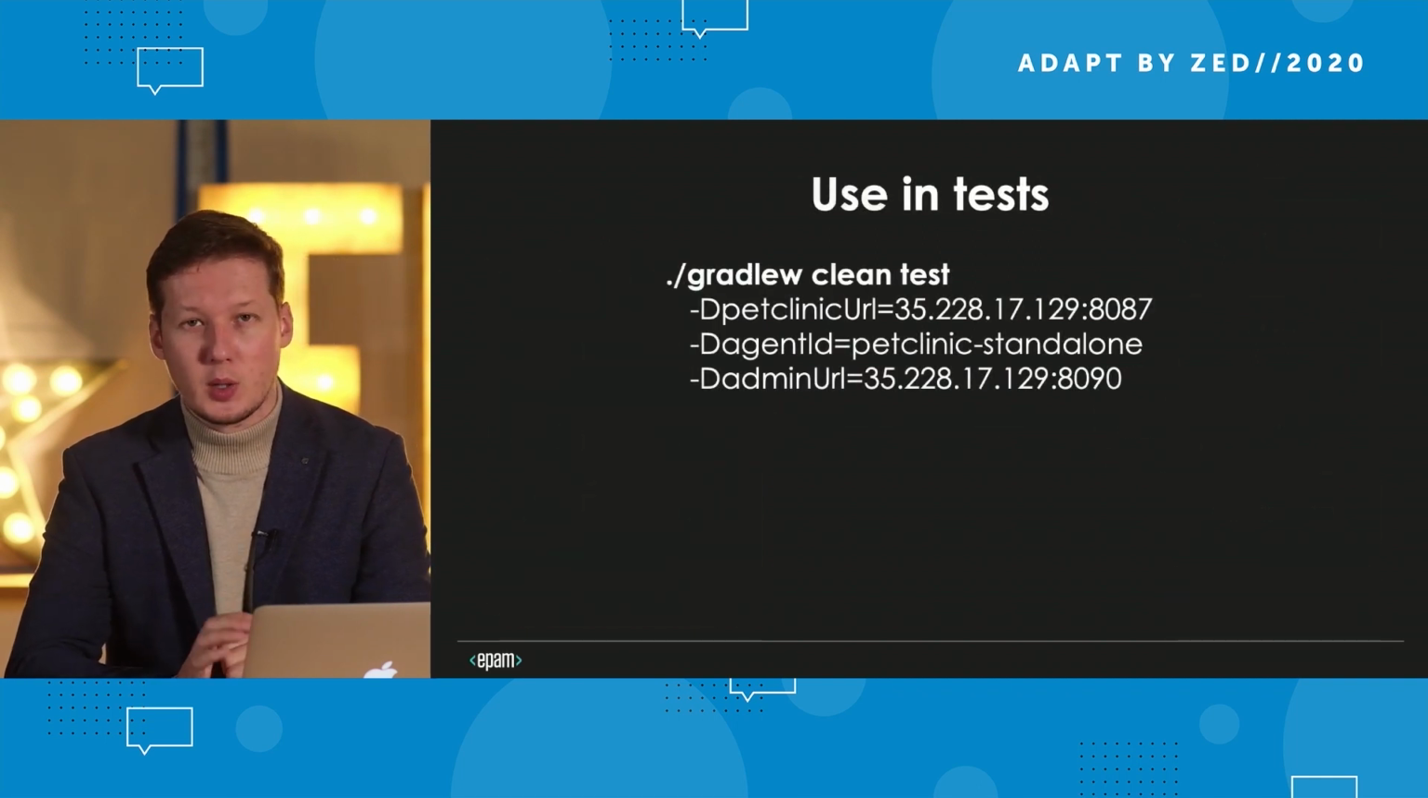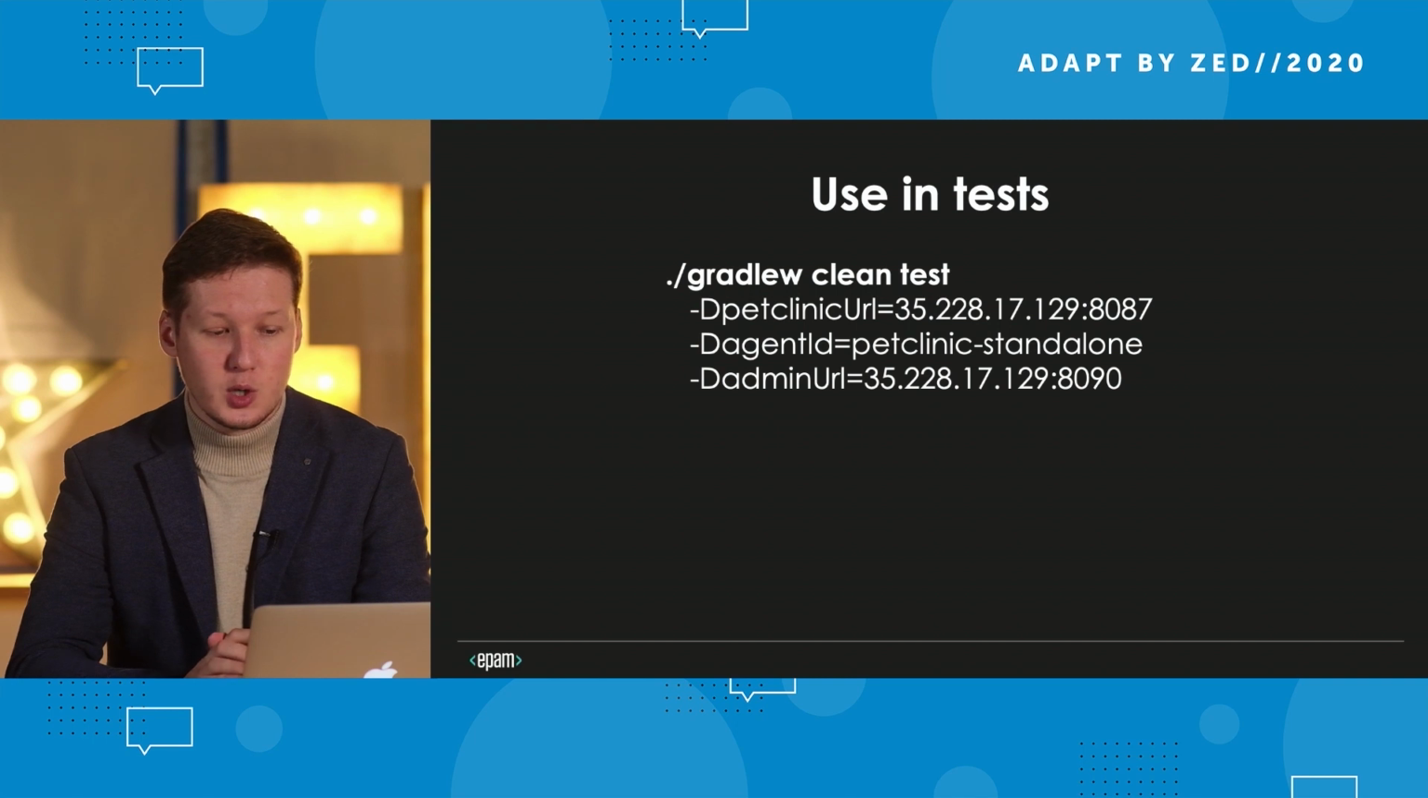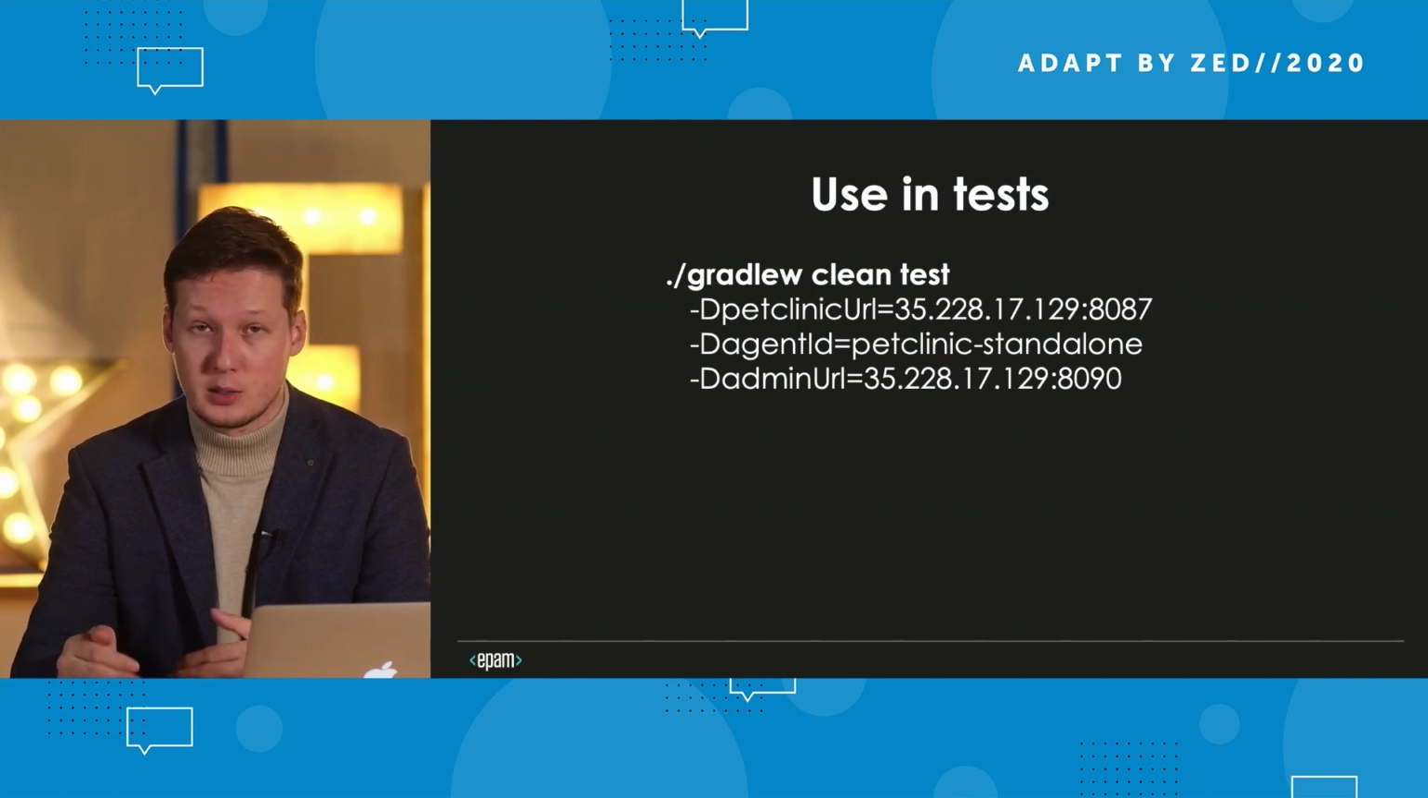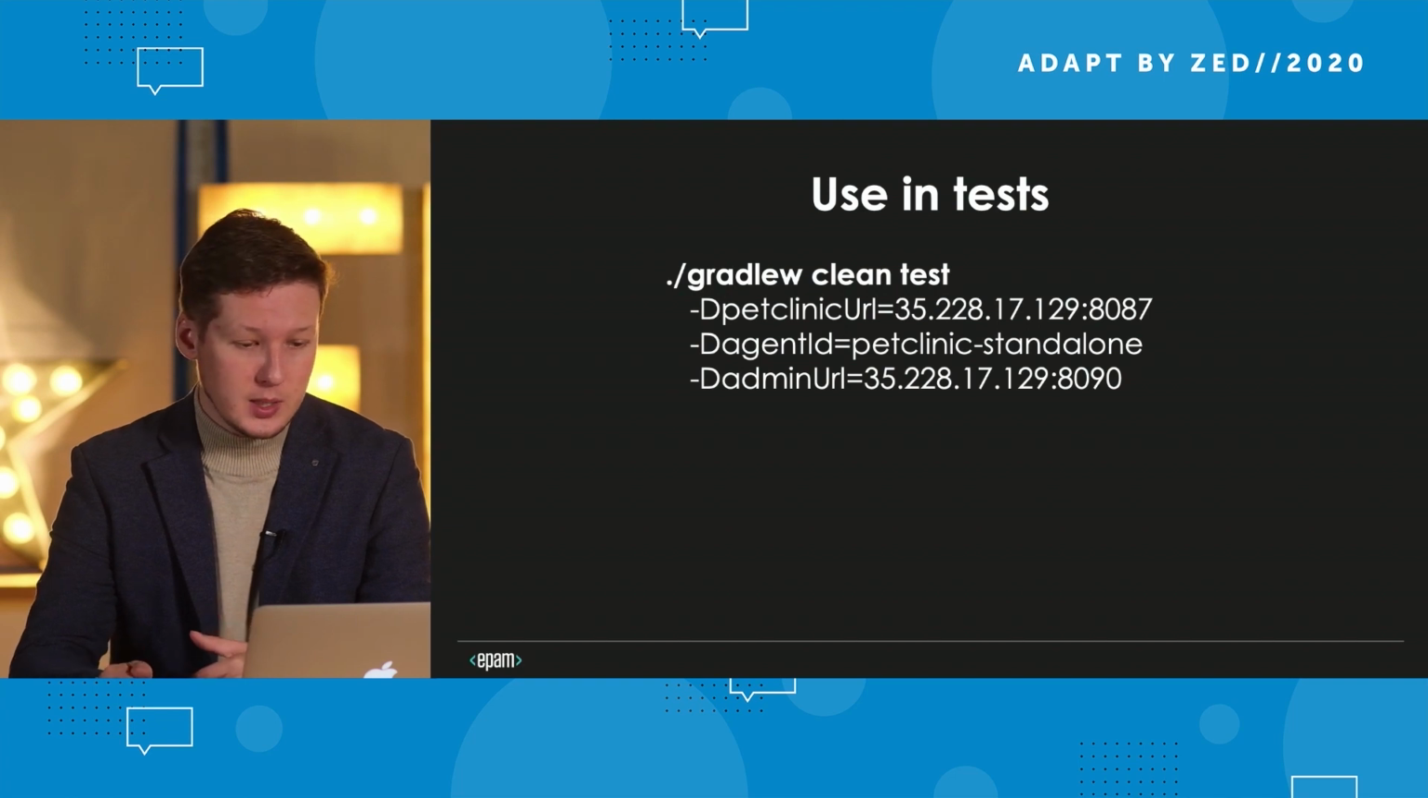It's quite simple. Once you have the wrapper added, you just populate information about where your Drill4J application is deployed, and what's the agent you want to use there.